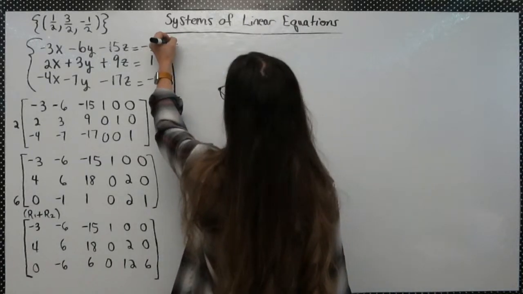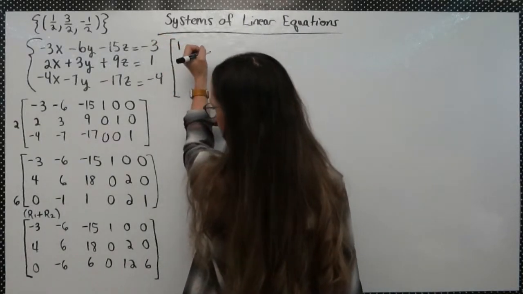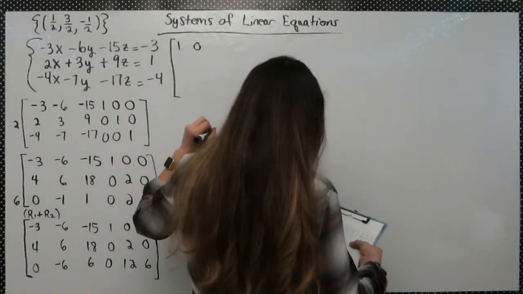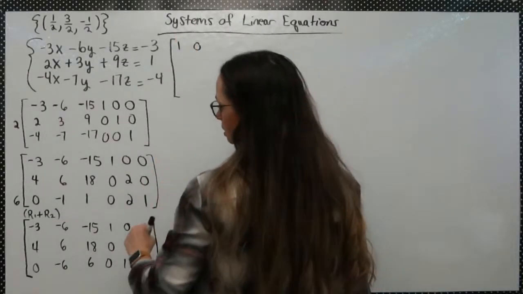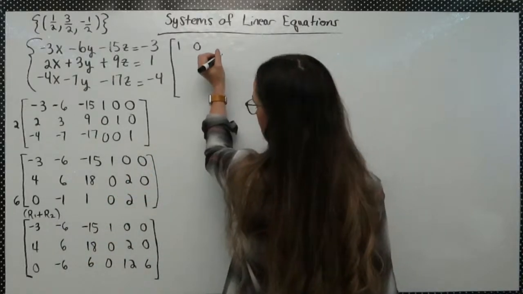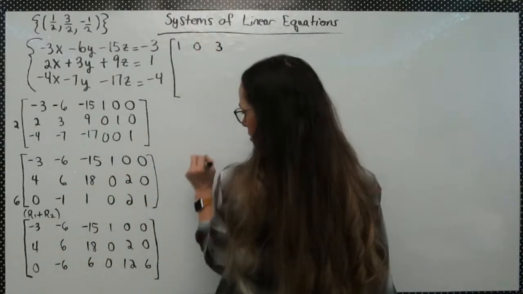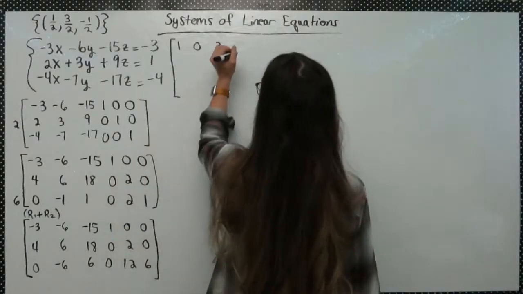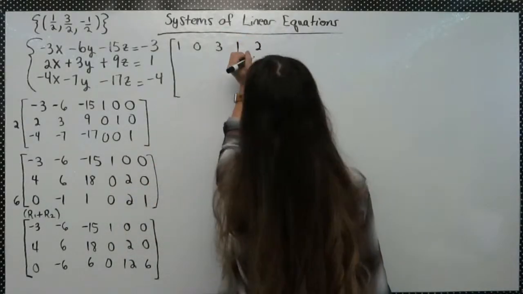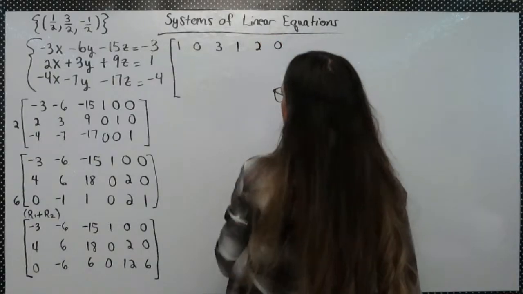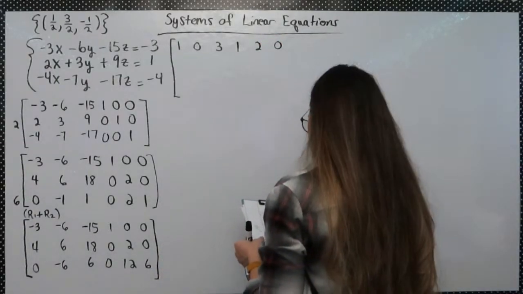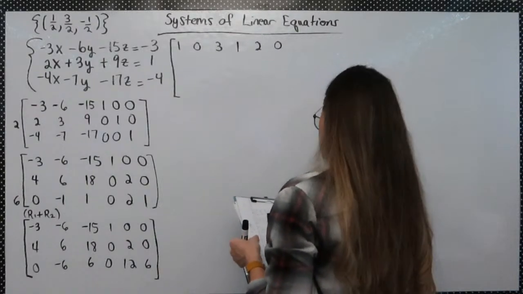4 plus -3 is 1. 6 minus 6 is 0. And I did replace row 1, just making sure. All right, 18 minus 15 is 3. 0 plus 1 is 1. 2 plus 0 is 2. And 0 plus 0 is 0. Perfect. We got 1, 0, 3, 1, 2, 0.